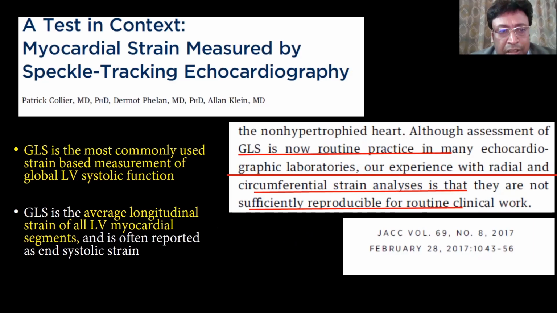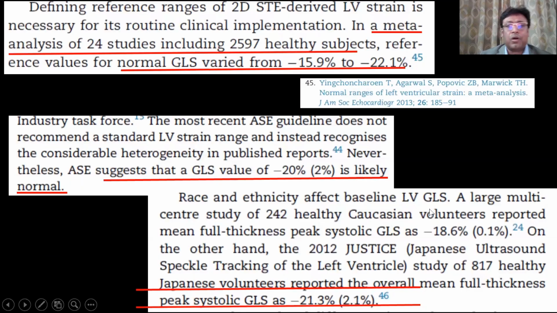Now, global longitudinal strain is the most commonly used strain-based measurement of global LV systolic function, and it is the average longitudinal strain of all LV myocardial segments. In this particular paper, the authors write, our experience with radial and circumferential strain analysis is that they are not sufficiently reproducible for routine clinical work. So we would stick to our discussion on GLS only. ASE suggests that a global longitudinal strain of minus 20 is likely normal.